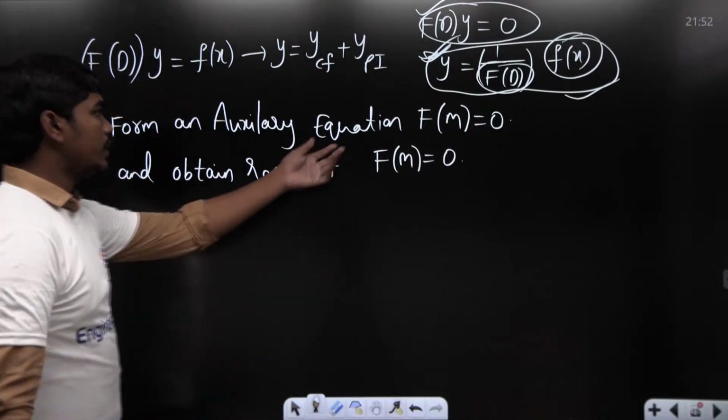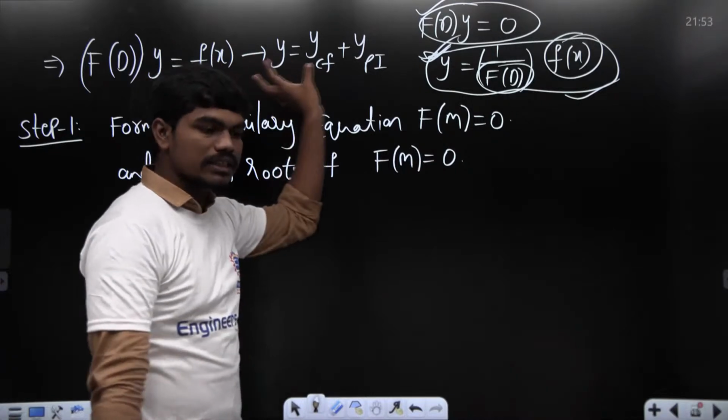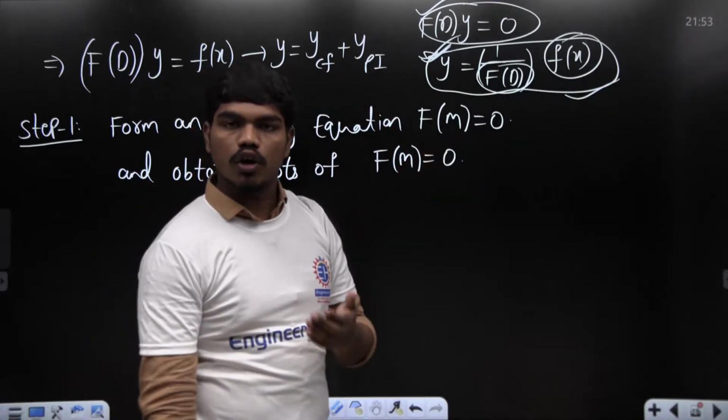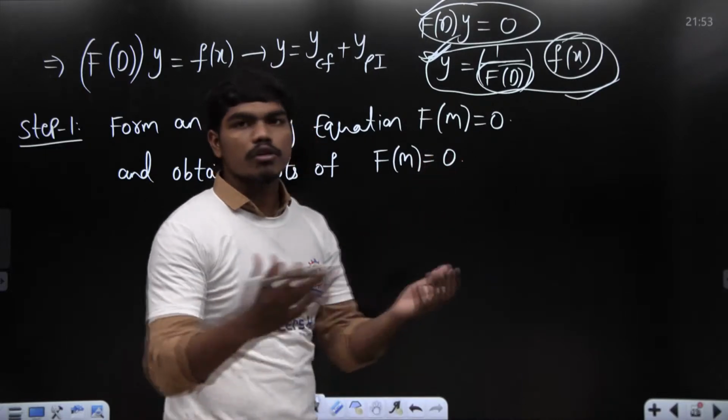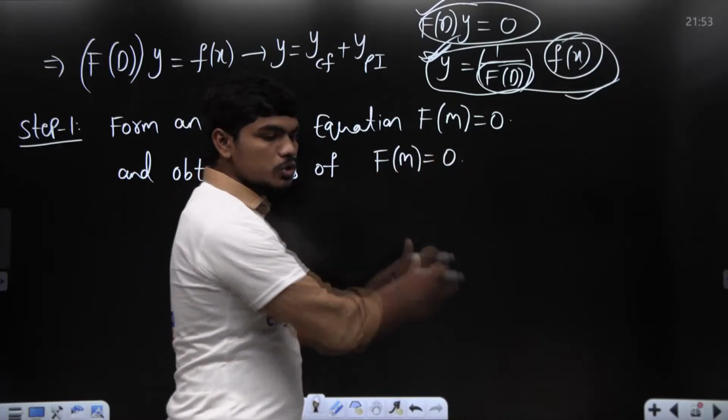Now you know this capital F of d is a polynomial equation. So similarly, if this capital F of d is a polynomial equation in terms of d, then this capital F of m will also be a polynomial equation in terms of m. So you know how to solve polynomial equations. So if you know how to solve polynomial equations, you will be getting the roots of F of m is equal to 0.